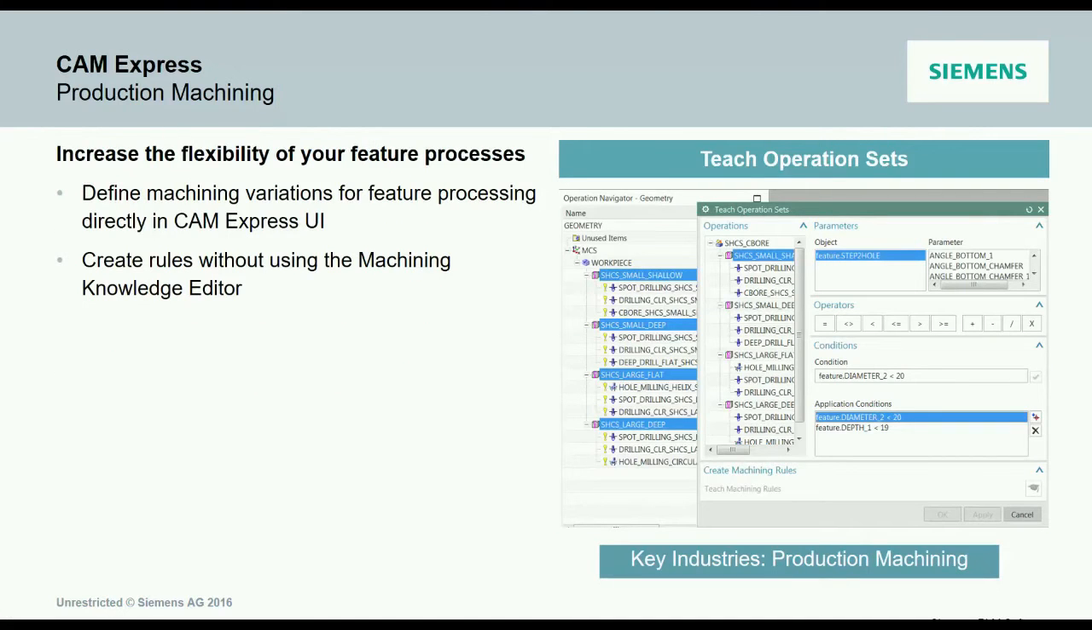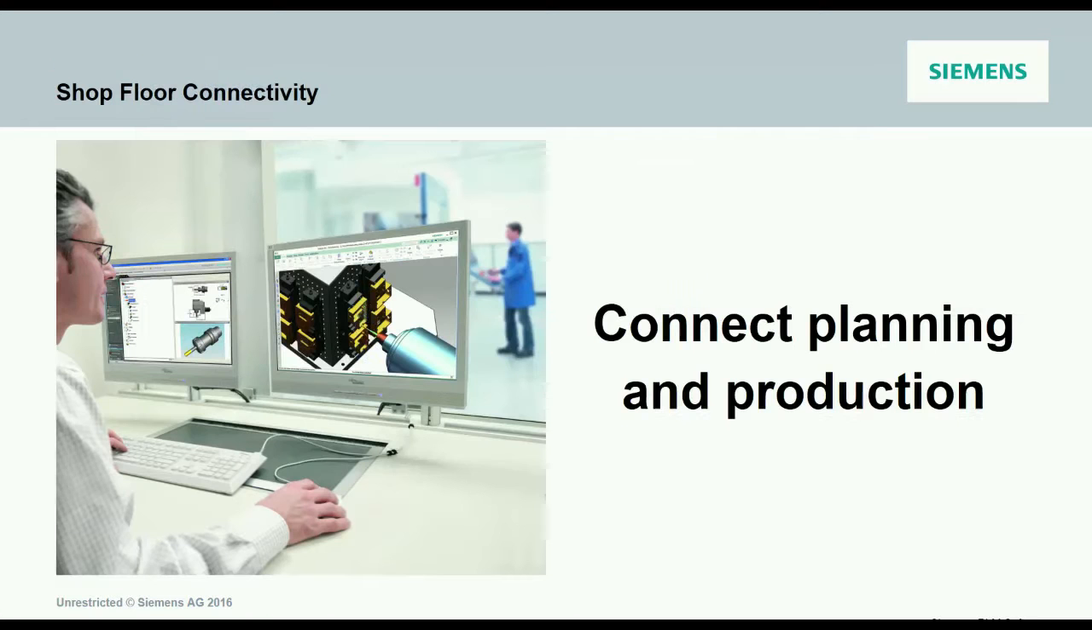Additional enhancements to feature-based machining inside of CAM Express allow us to increase the flexibility of your feature processes by defining machining variations for feature processing directly inside of the CAM Express user interface and create rules without using the machining knowledge editor. This allows us to stay inside of the CAM Express interface and not switch back and forth between a different environment to make changes or add additional rules to our existing feature-based machining database.